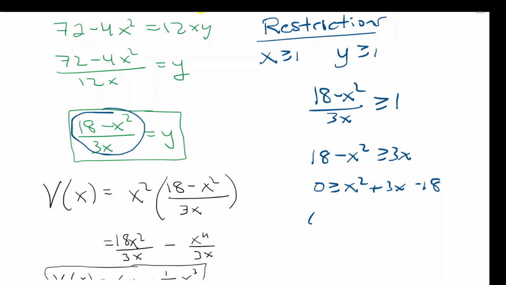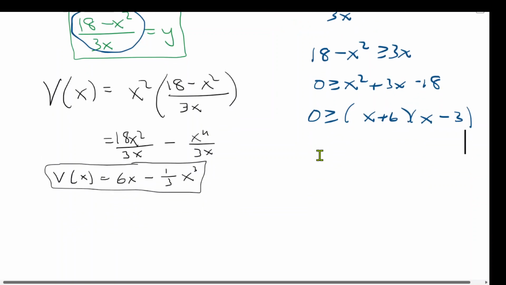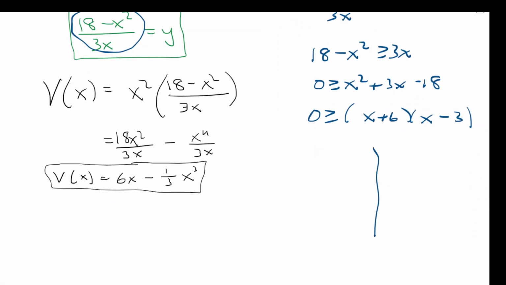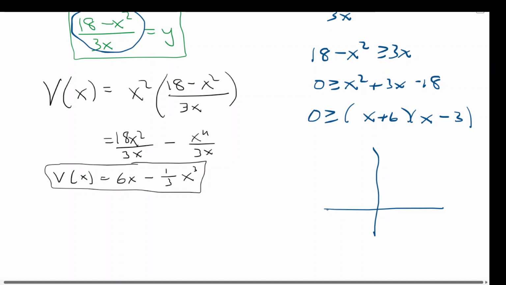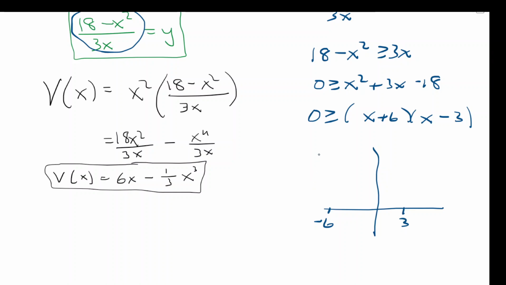And then the way to solve this, I need to factor it. And then this is a positive quadratic. It has a root at -6 and a root at 3. So it roughly looks like this. I don't need to make it look any better than that. And I'm looking for where the function is less than 0. So this is where the function is less than 0.